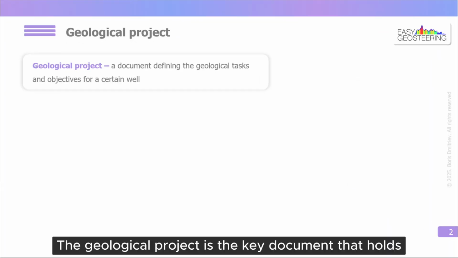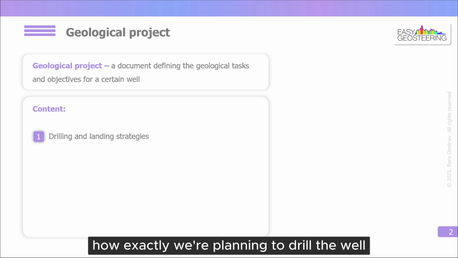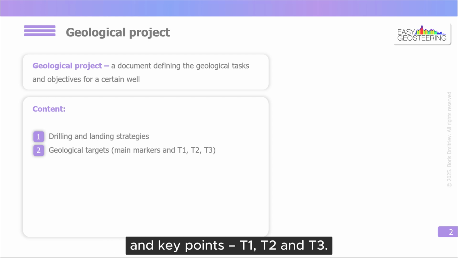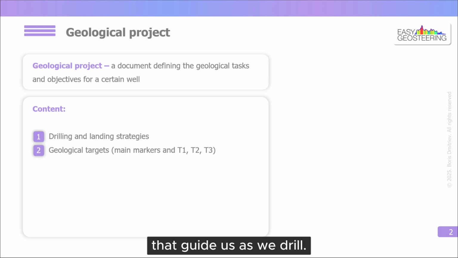The Geological Project is the key document that holds all necessary initial information about the well we're going to drill. First, we've got drilling and landing strategies, how exactly we are planning to drill the well and land it within the target zone. Second, the main geological horizons and key points T1, T2, and T3. These are markers taken from the planned trajectory that guide us as we drill.